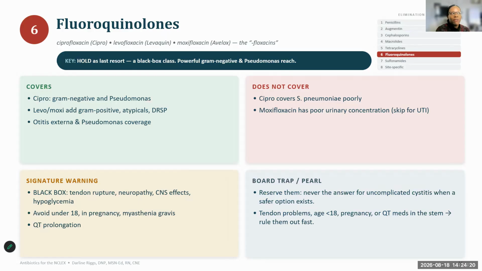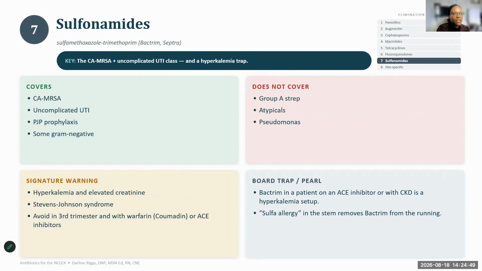Tendon rupture, right? Neuropathy, hypoglycemia, what's their age? Are they pregnant? History of myasthenia gravis, QT prolongation. Yep. So any of that, this is not the drug for them. Or you have to weigh the benefits, the pros and cons, with this. And those are your board traps. They'll put that in the question and you have to automatically say, okay, get rid of the fluoroquinolones.